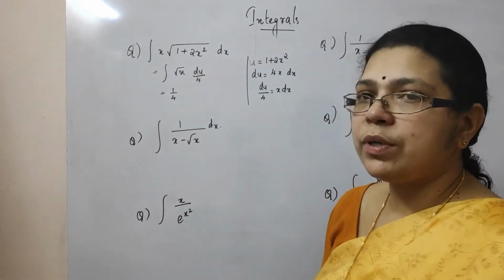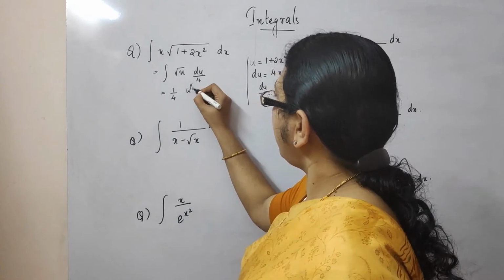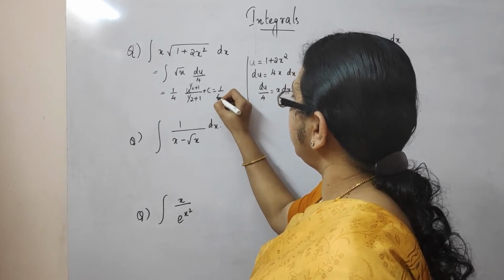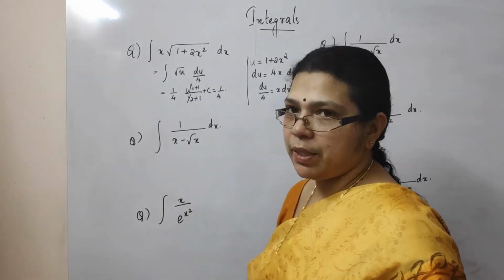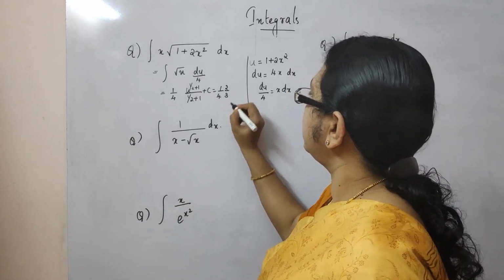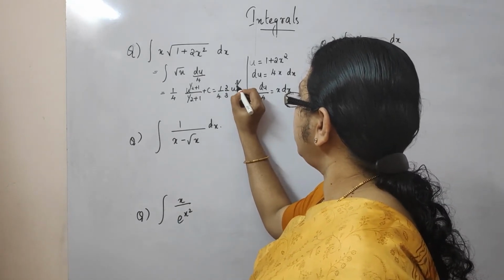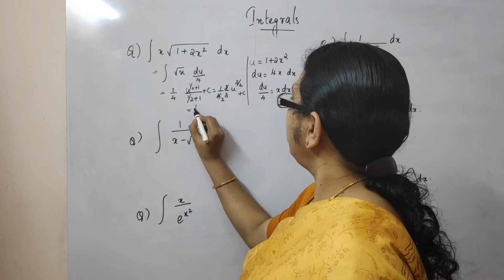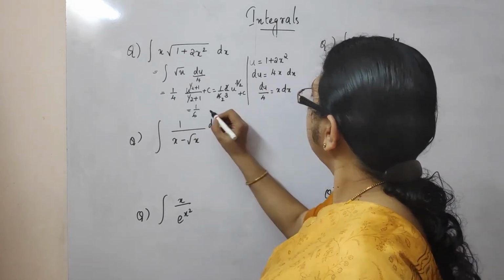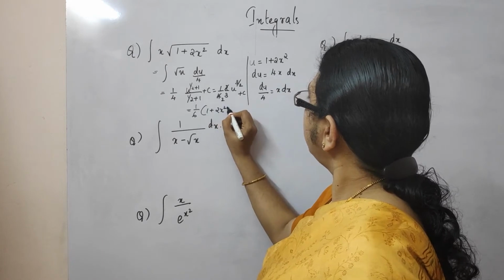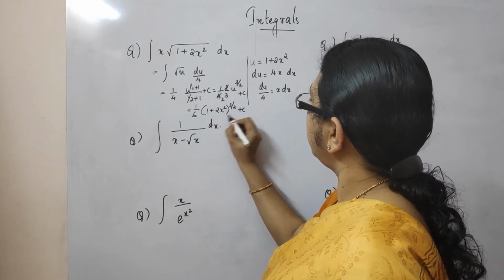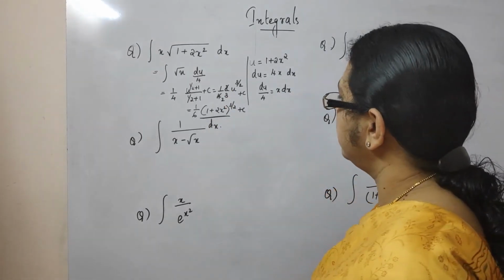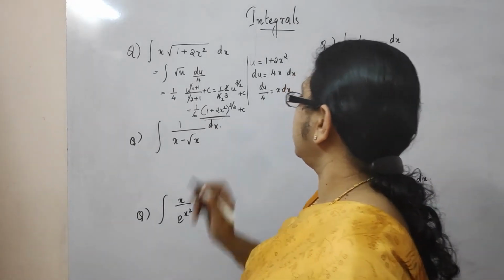What is the integral of root u? That is u raised to the power of half plus 1 by half plus 1, plus c. Which is equal to 1 by 4 into 2 by 3 times u raised to the power of 3 by 2 plus c. Now 2 goes into 4 twice, so the final answer will be 1 by 6 into 1 plus 2x square raised to the power of 3 by 2 plus c. Okay, it became a little congested there, but I hope you can understand that. So this is the answer.